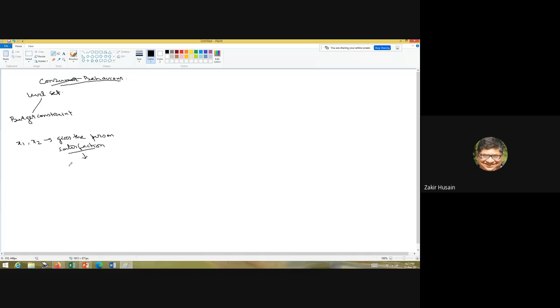Now, this satisfaction is called utility. So we can think of a utility function of X1 and X2 such that if you consume more of X1 or more of X2, then your utility will increase. And similarly, if X decreases, your utility will also decrease.